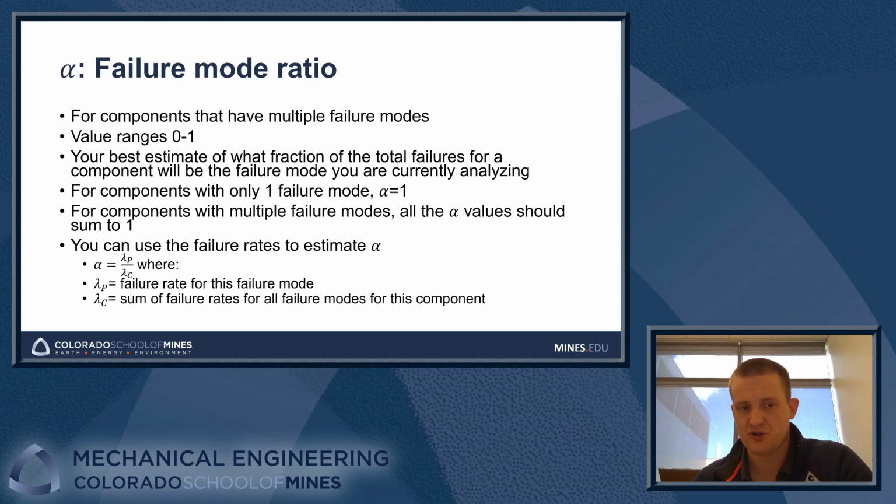Students always have a little bit of trouble estimating what alpha is going to be. So when you get to the part where you're actually calculating failure rates for different failure modes, just know that you can use those failure rates to estimate what alpha is going to be also. You can use this little formula here: alpha equals lambda p over lambda c. Lambda p is the failure rate for this particular failure mode, and we divide it by lambda c, which is the sum of all the failure rates for all failure modes for this component. That can be a good way to estimate alpha for this particular failure mode.